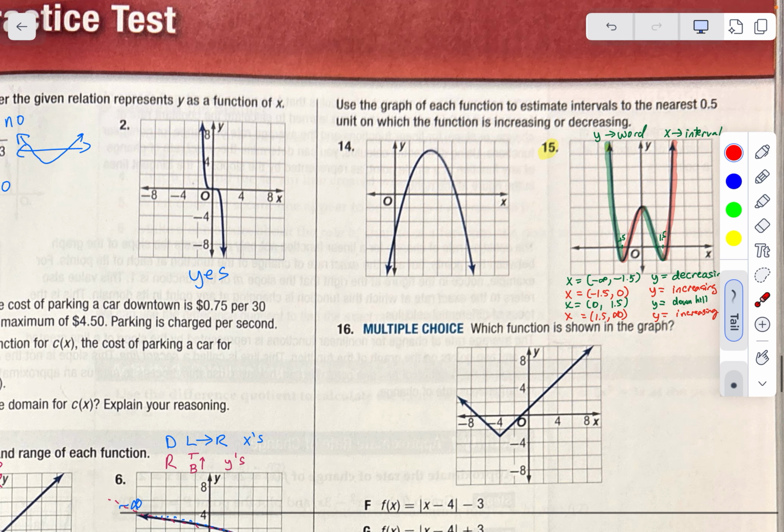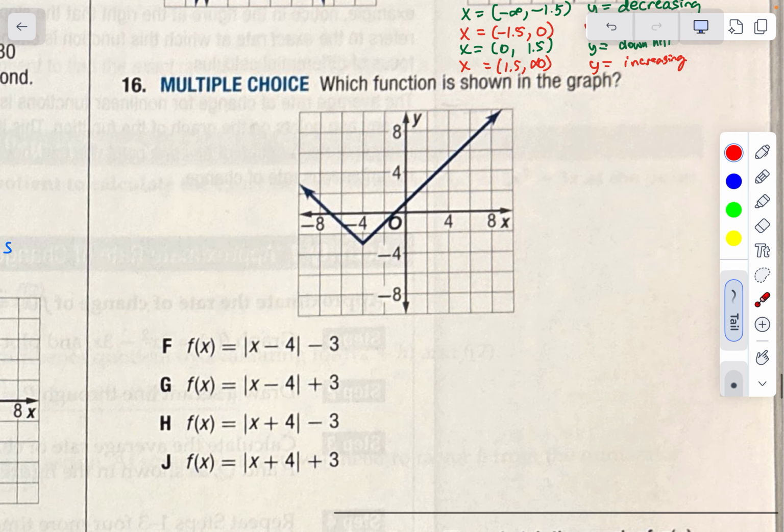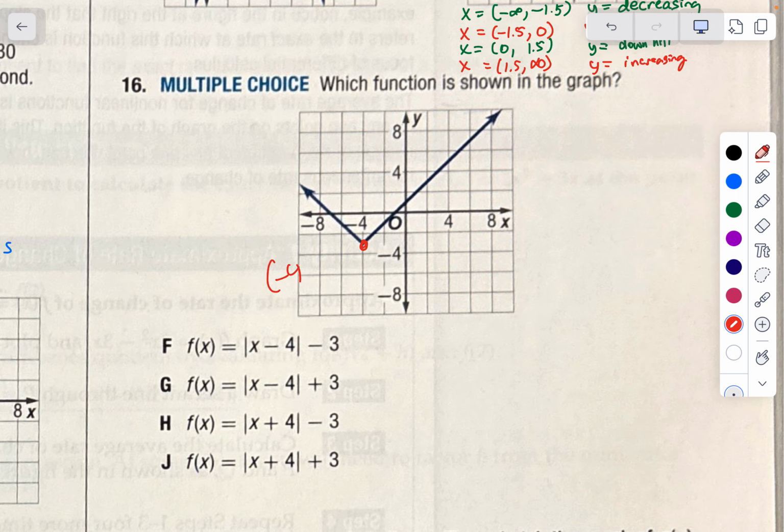Okay. Now, let's talk about 16. It says, which function is shown in the graph? Now, we know it's an absolute value. They're all absolute values, okay? Let's pinpoint this location. That is the point (-4, -3). I have moved left 4 and down 3. Okay? How do we make a function move to the left 4? Which one of those moved our function to the left 4? F, G, H, or J? Which ones moved left 4?